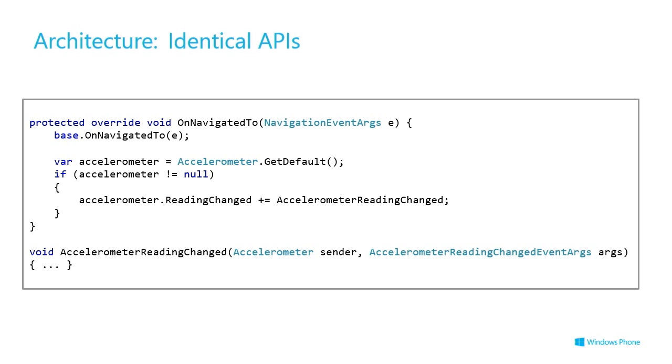So here's an example of identical APIs. Here we're using the accelerometer. This is where we get to leverage platform convergence. We can interact with the accelerometer on Windows Phone and Windows 8 in exactly the same way. So that's good news on that one.